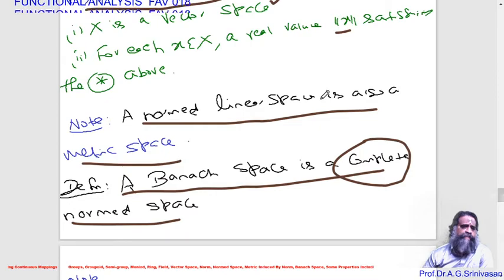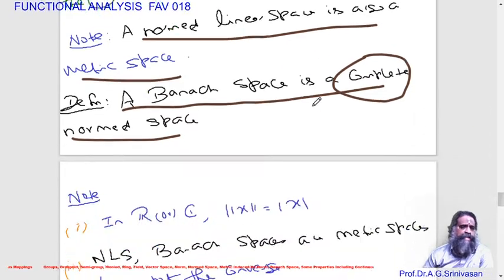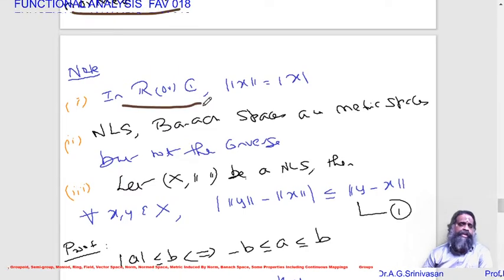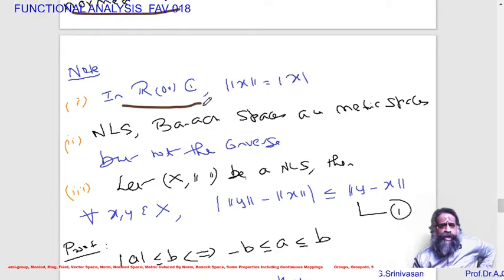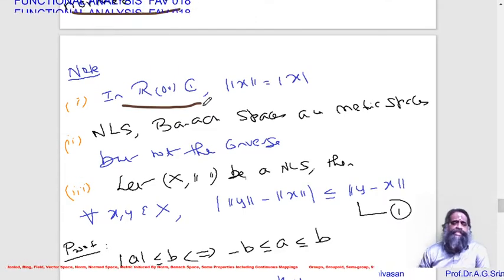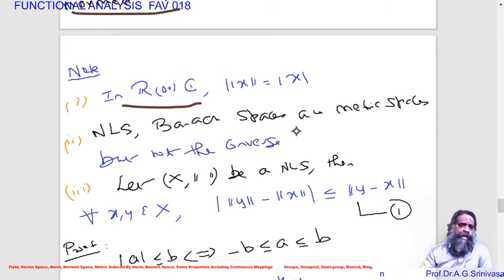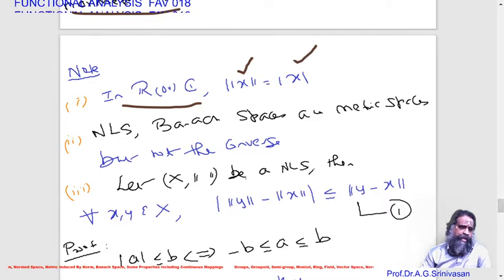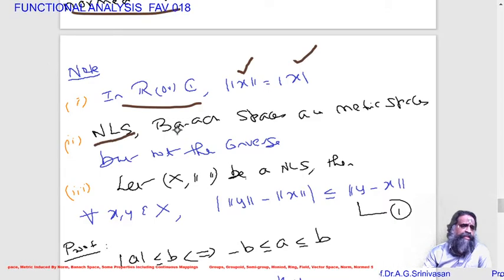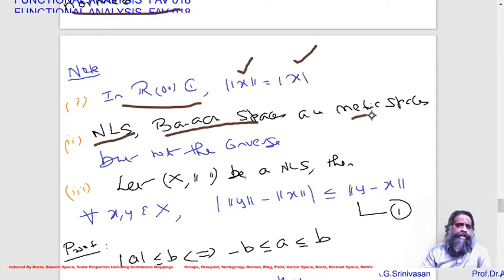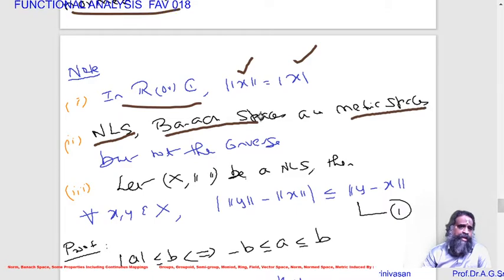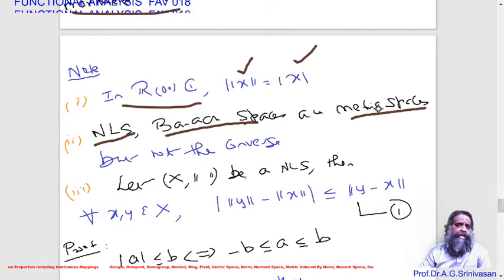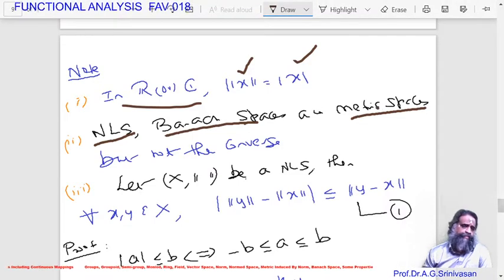Before we investigate much about Banach spaces, we make some interesting observations. Suppose you take R or C, the real numbers or complex numbers. It is itself a metric space, and itself a normed linear space with the norm of x equal to modulus x. And every normed linear space, every Banach space, is certainly a metric space, but not the converse. A metric space need not be a Banach space. A metric space even need not be a normed linear space.